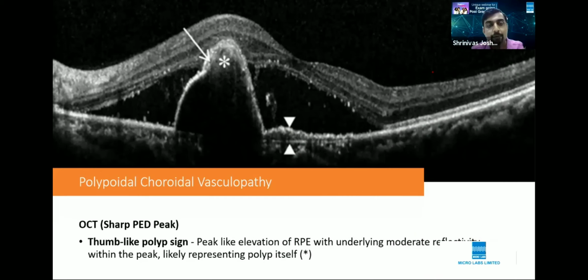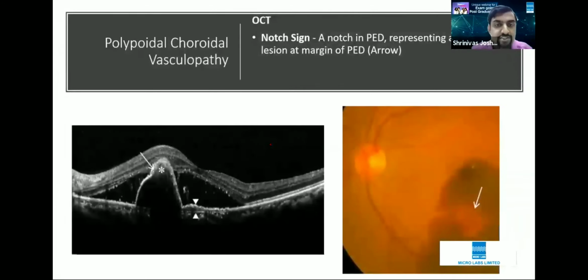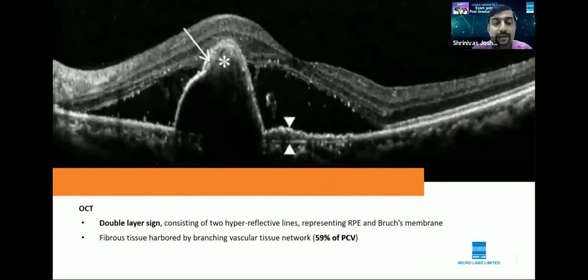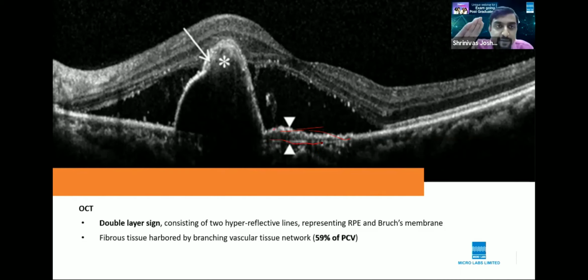Now, quickly, there are three important signs on OCT to diagnose PCV. What is one? Thumb-like polyp sign. You see there is a tall peaked PED, the thumb-like polyp sign. The second one is the notch sign, a notch in the PED representing a polyp at the margin of the PED. And the third one is the double layer sign, that is DLS. When you see two hyperreflective areas representing the RPE and the Bruch's membrane, with a difference between them, then it is called DLS. Ideally, both are confined together. But when you see two separate hyperreflective lines, that is what is called DLS, which is also one of the pathognomonic signs of PCV on OCT.